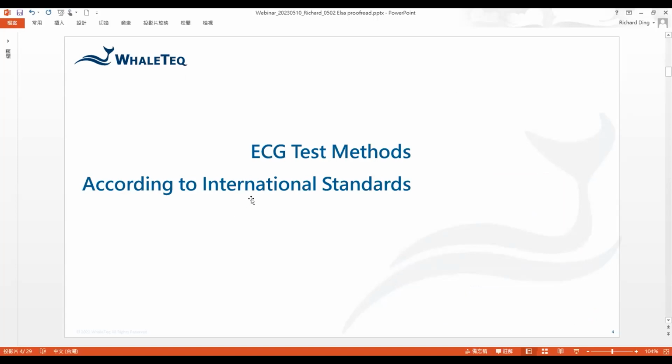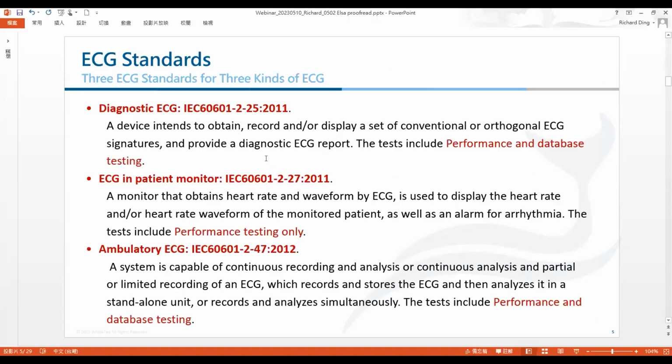The first topic is the ECG method according to international standards. In this slide, I'll give a short introduction of 3 ECG standards for 3 types of ECG. The first type is the diagnostic ECG. The standard is IEC 60601-2-25, 2011 version. This is for a device intended to obtain, record, and display a set of conventional or orthogonal ECG signatures, and provide a diagnostic ECG report. The tests include performance and database testing.